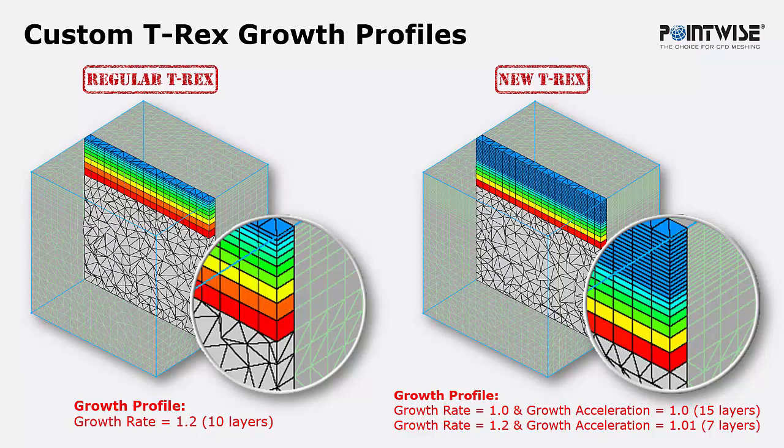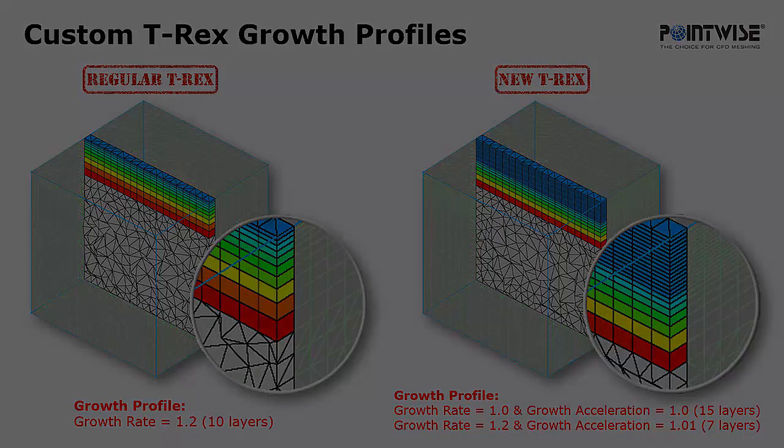until T-Rex reaches isotropy. As you can see, the image on the left shows a regular T-Rex volume grid with a constant growth rate equal to 1.2. On the other hand, the image on the right shows a T-Rex volume grid with the described custom growth profile. Now let me show you what the Glyph script required to generate this custom T-Rex growth profile looks like.